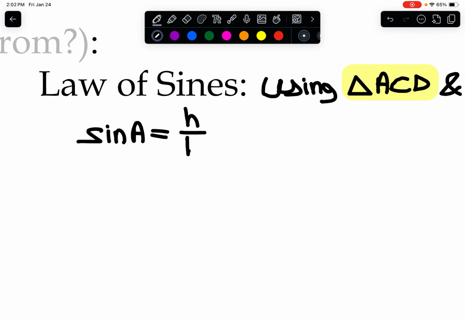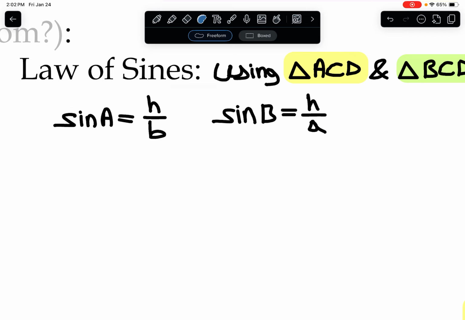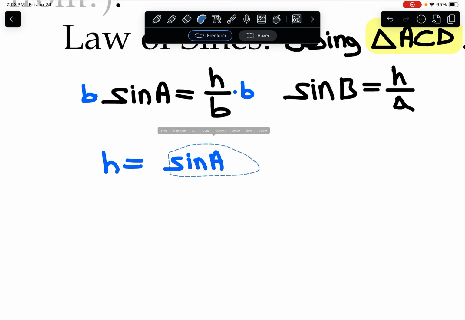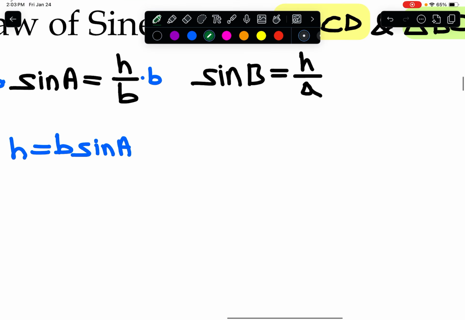Same idea, now I'm going to do sine of angle B over here. Sine of B equals the opposite over the hypotenuse. Opposite of angle B is the height h, over the hypotenuse, which is a. So h over a. Next, I'm going to solve both of these equations for my h value. On this side, I'm going to multiply by b, so I have h equal to b times sine of A. Let me put my b value on the front. And over here, I'm going to multiply by the letter a.